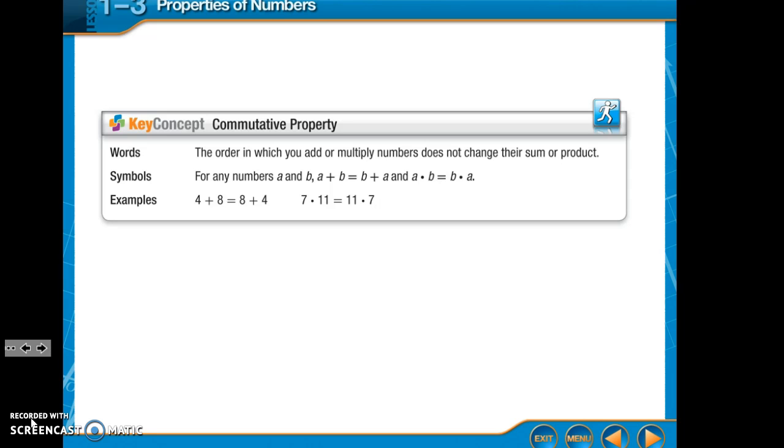In subtraction and division, order does matter. Here, an example for addition: 4 plus 8 equals 8 plus 4, and an example of multiplication is 7 times 11 equals 11 times 7. If you add or multiply those up, each side of the equal sign is the same. We're good?